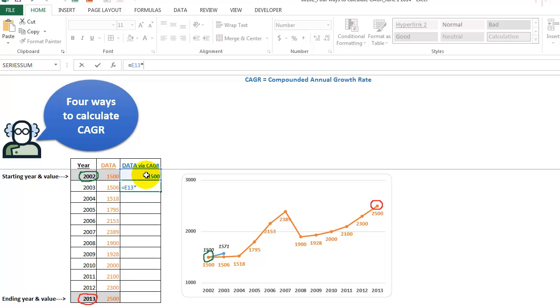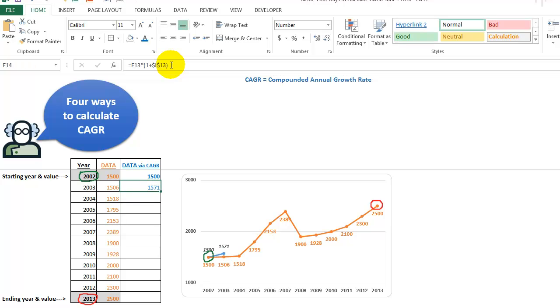multiplied by, and I'm going to put the next part within parentheses, 1 plus the value that's in I-13. Now see, I-13 is just one of the ways to calculate the CAGR. I'll show you this in a minute. But so we're multiplying the value above, the start value, 1,500, times 1 plus that compounded annual growth rate.